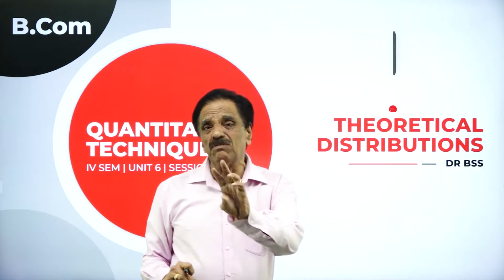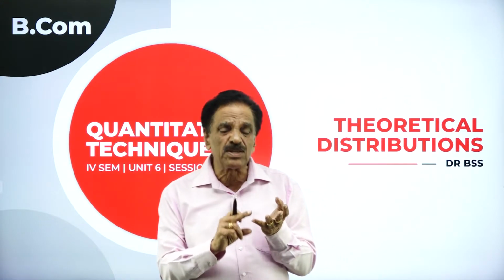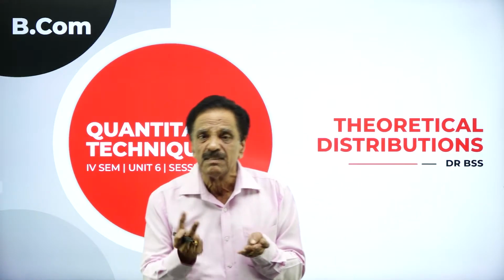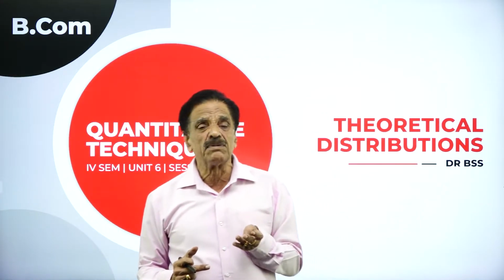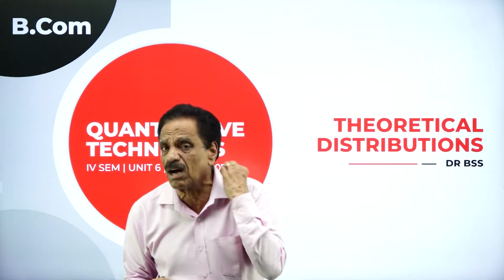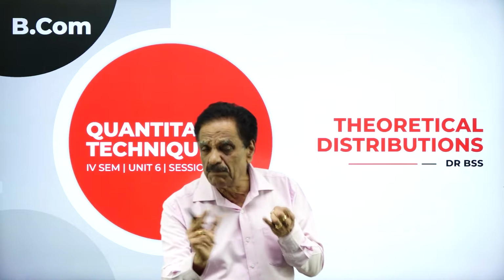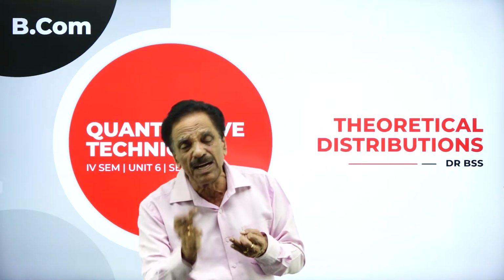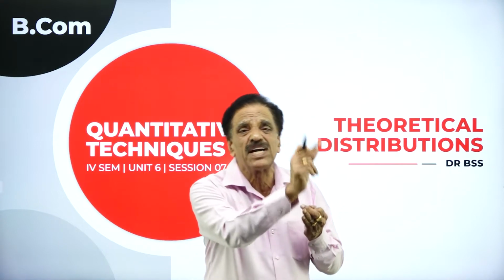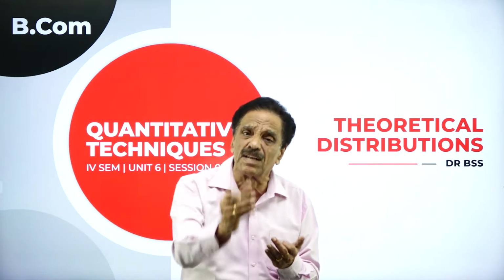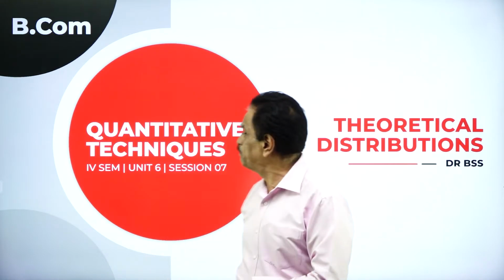In the distribution, we have got 3. One is called binomial distribution. Second one is called Poisson distribution. Number 3 is called normal distribution. Which are the 3 distributions? Number 1, binomial distribution. Second one, Poisson distribution. Number 3, normal distribution. Each carries 10 marks each. Today, we are going to discuss the normal distribution.